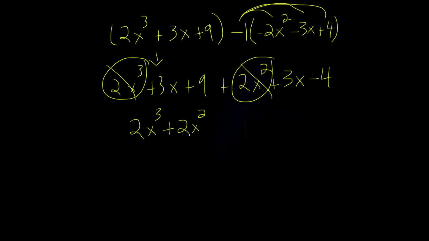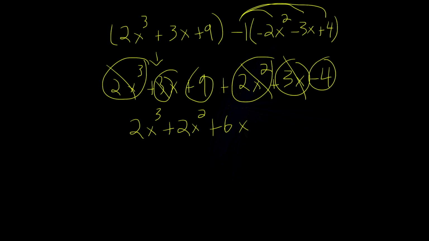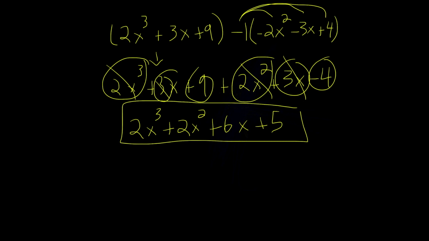And our next highest degree term is degree 1, because 3x. So we're going to add these two. They're both the same degree, so they're both like terms. 3x plus 3x, that's 6x. And finally, we have 9 and negative 4. 9 minus 4, that's 5.